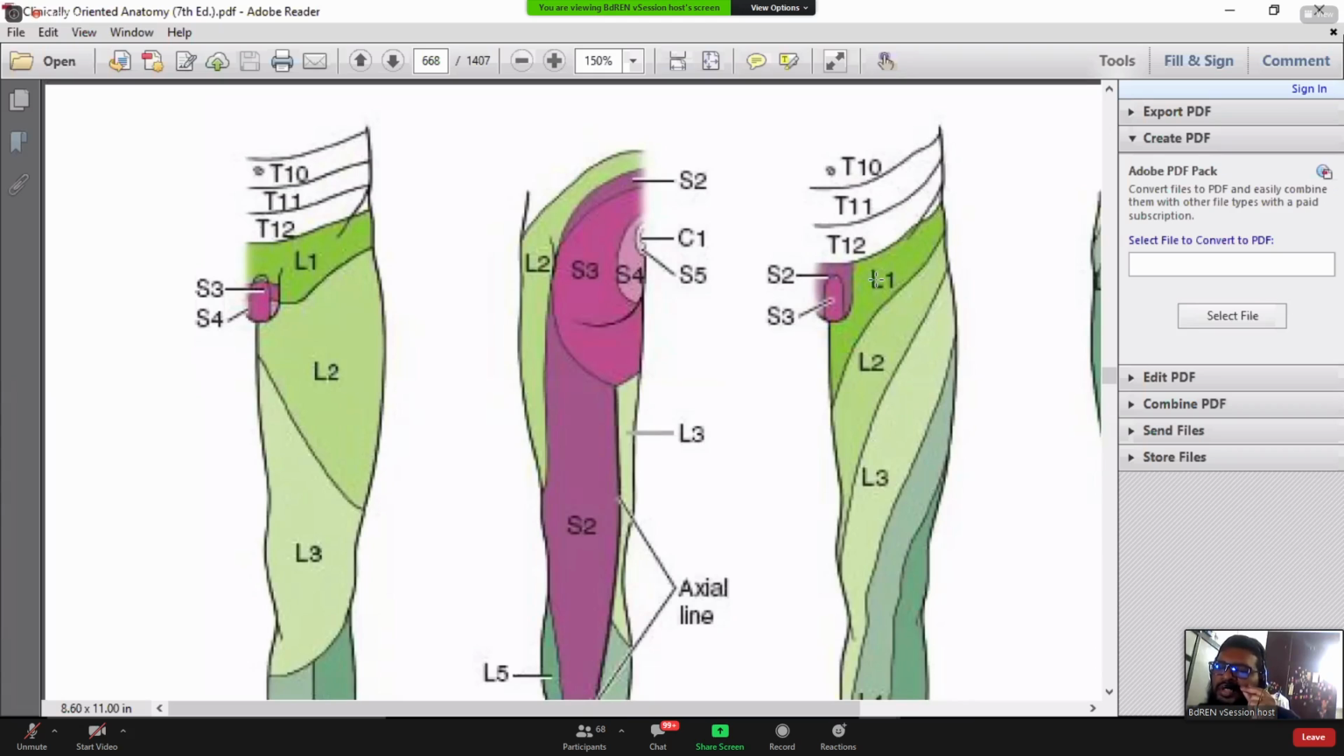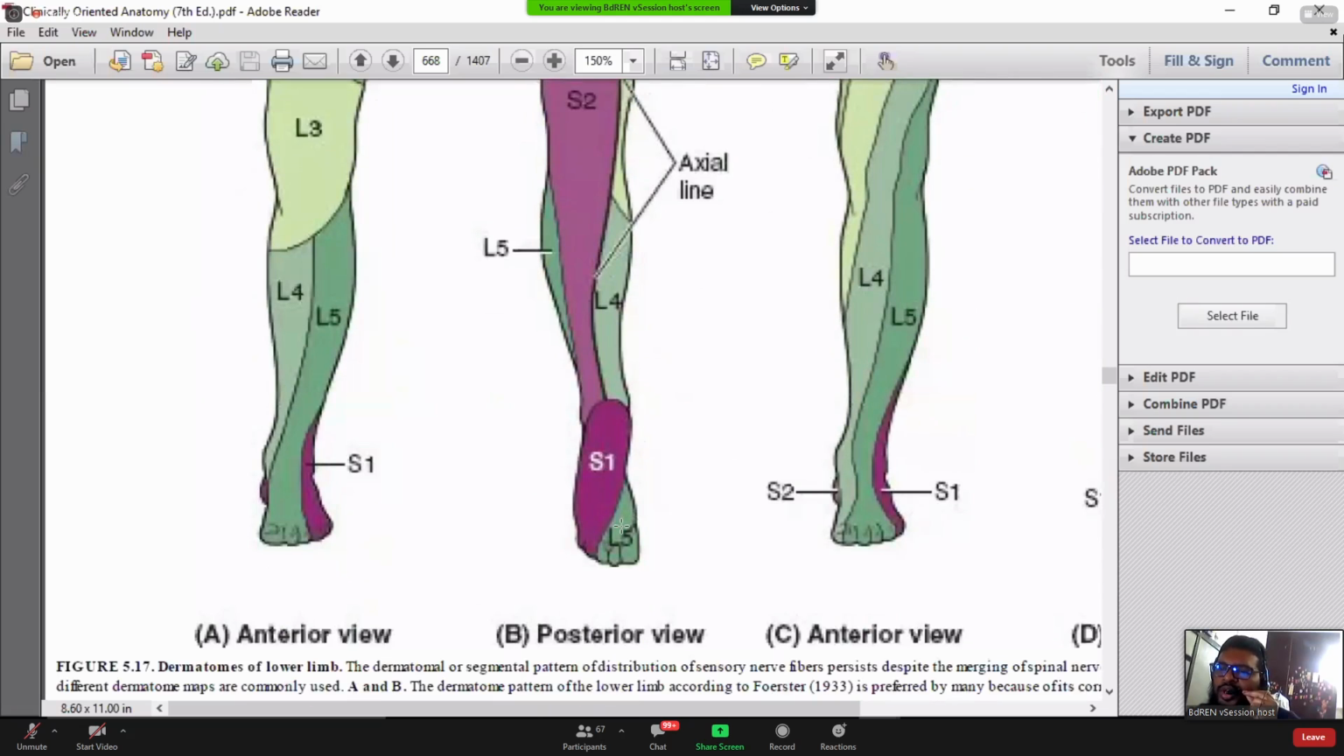Momo sir rightly said that we sit on L2, S2, S3, S4, particularly S3, S4. And we put our hands in the L1 and L2 region because the pocket region is here. Most of our pockets are here. So you can understand we walk on S1, L5. And this is how you should remember.